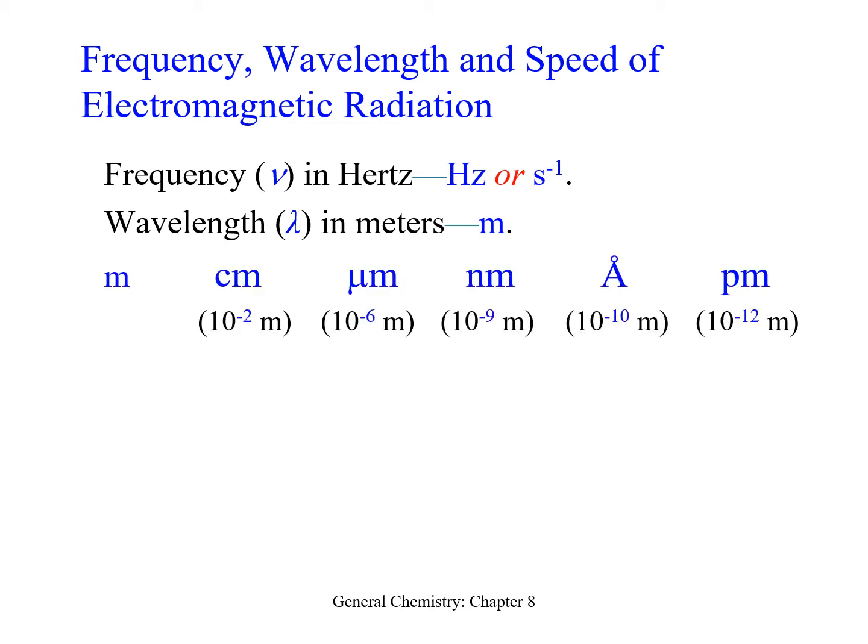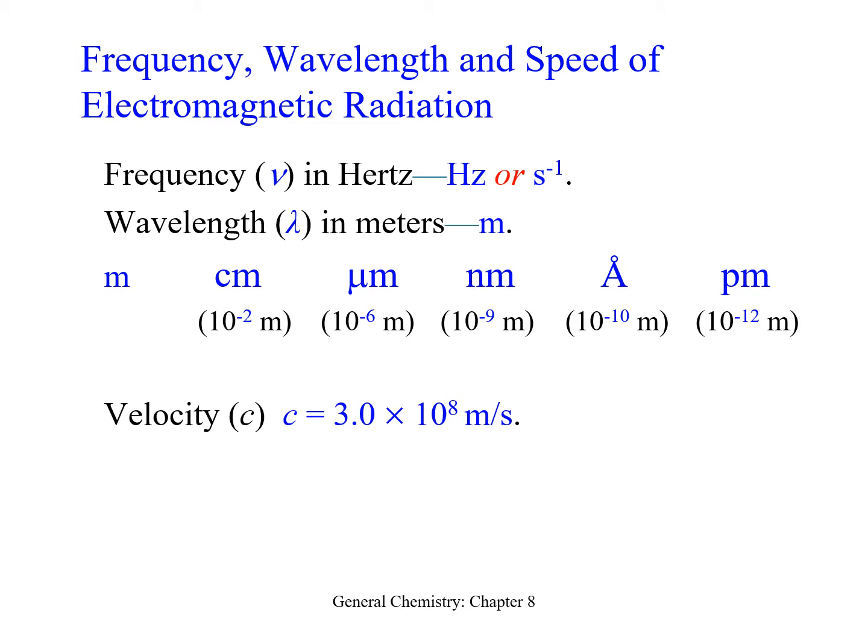And so with respect to distance, meter, we can have 10 to the minus 2, so that's 1/100th of a meter. Then we have 10 to the minus 6, 10 to the minus 9, 10 to the minus 12, and so forth. So we can have very large or extremely small wavelengths.